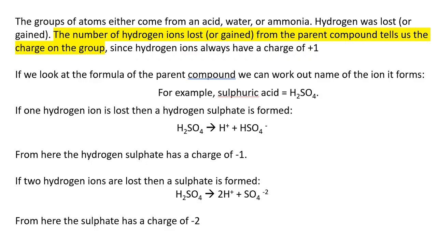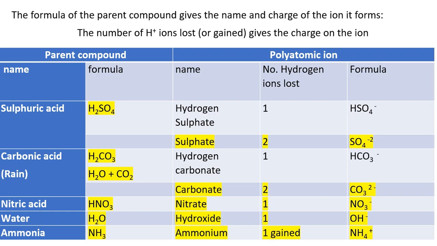Now, for all of my polyatomic ions, I've got them here. We've looked at sulfuric acid, H2SO4. It can lose one hydrogen, it can lose both. As we've seen, one hydrogen lost, what's left is a hydrogen and SO4. So one hydrogen lost, HSO4 is left. Hydrogen sulfate must have a charge of negative one. Both hydrogens lost, sulfate.